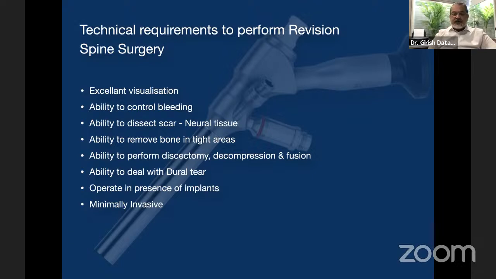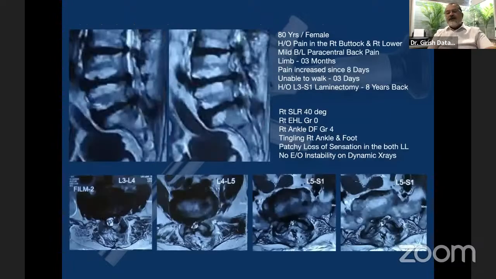Third, and the most important point is that we need to perform the surgery in the presence of implants. Most of the times there are pedicle screws and rods which are placed, so with other techniques, it would be difficult. So you need to operate in the presence of implants. And overall, you need your technique to be minimally invasive. So let's see, I'm taking a representative case here, just for the sake of understanding.